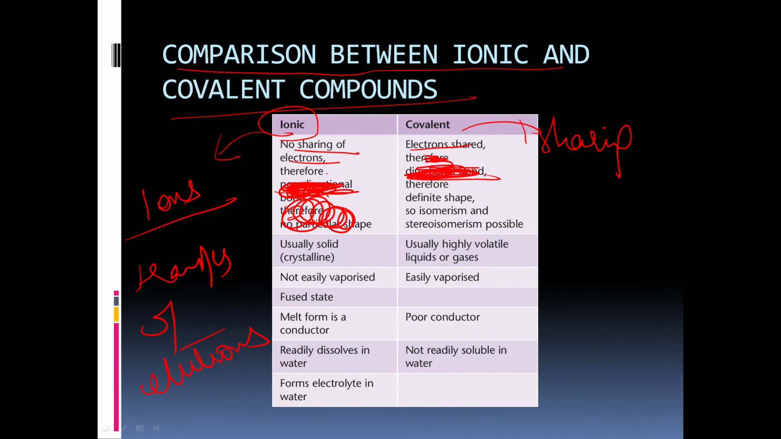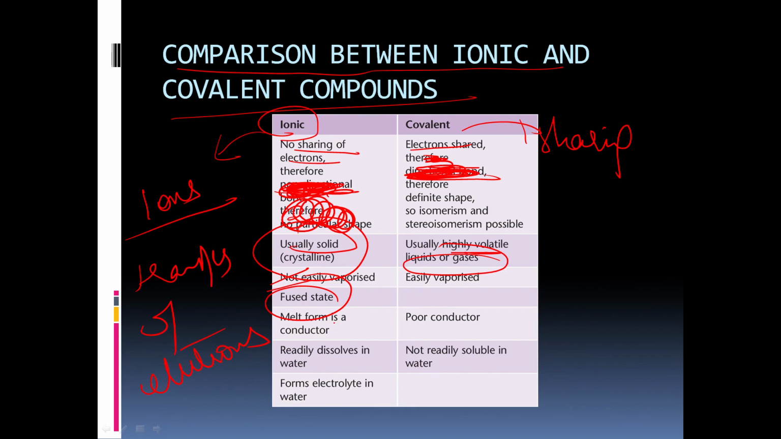In ionic, no electrons are shared. They are usually solid, that is, they are crystalline. Covalent compounds are usually liquids or gases, and they are highly volatile. Ionic compounds are not easily vaporized. Right? Ionic compounds are present in the fused state, and you should know that covalent compounds are not present in the fused state, right?